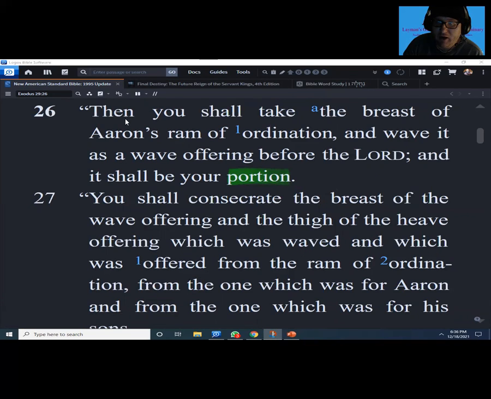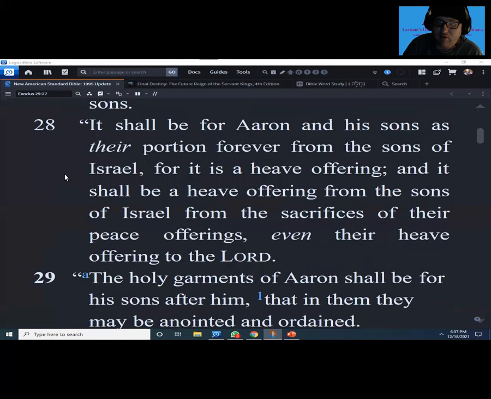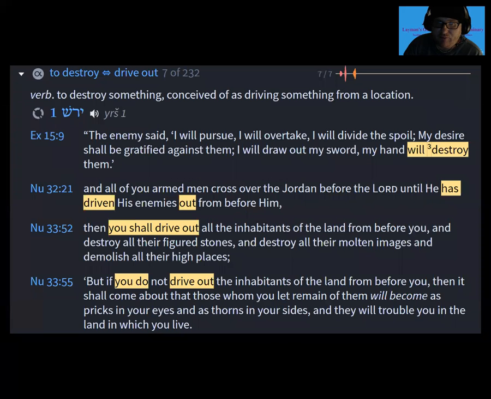So right here, you should take the breast of Aaron's ram of ordination and wave it as a wave offering before the Lord, and this shall be your portion. It's related to that idea. And here, this is their portion forever from the sons of Israel. This is talking about the sacrifice responsibility they have, and also the food that they get to eat from that.